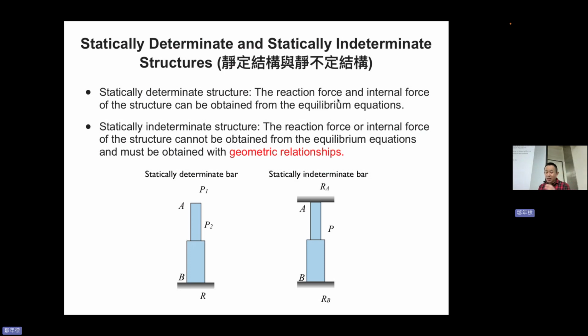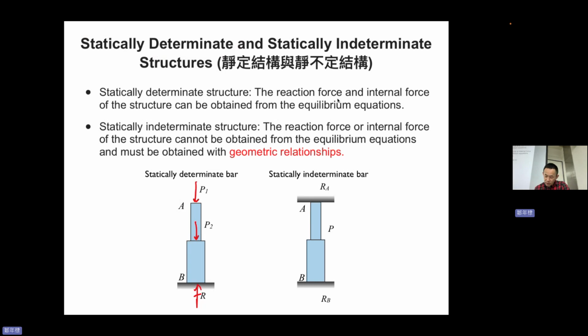Statically determinate, statically indeterminate, 静定、静不定。OK, so the problems you've encountered so far are all statically determinate, because you can obtain all the unknown reaction forces by using force balance. For example, this one, that one. This is statically determinate because you can obtain the unknown force by using the force equation.